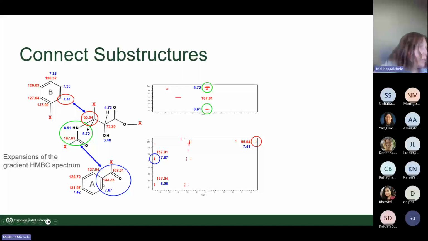If you look at the blue, then you can see that you have a carbon at 167, and it comes back to this side at 7.6. So that's this carbon or this proton, and then at 8.01, that's the other carbon or the other proton. So based on how you see cross peaks, you can determine that these three subsets have to be connected to one another in a particular fashion.